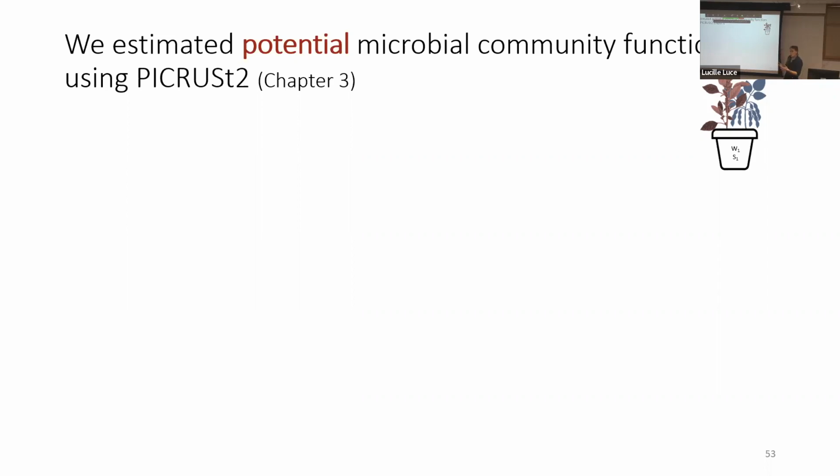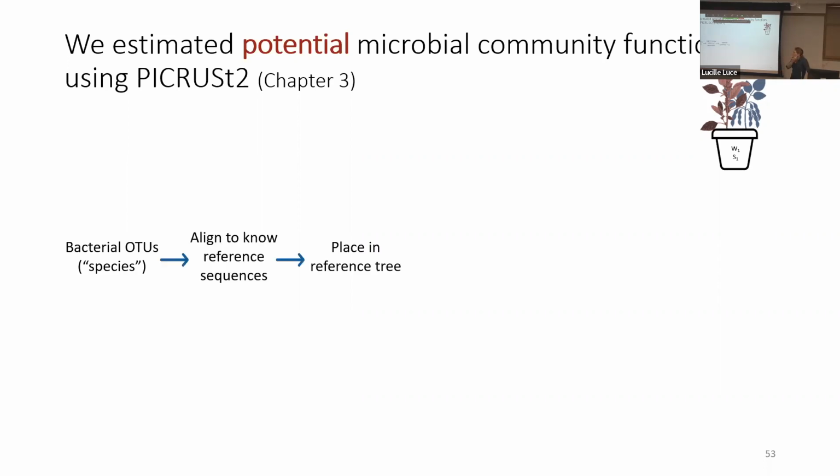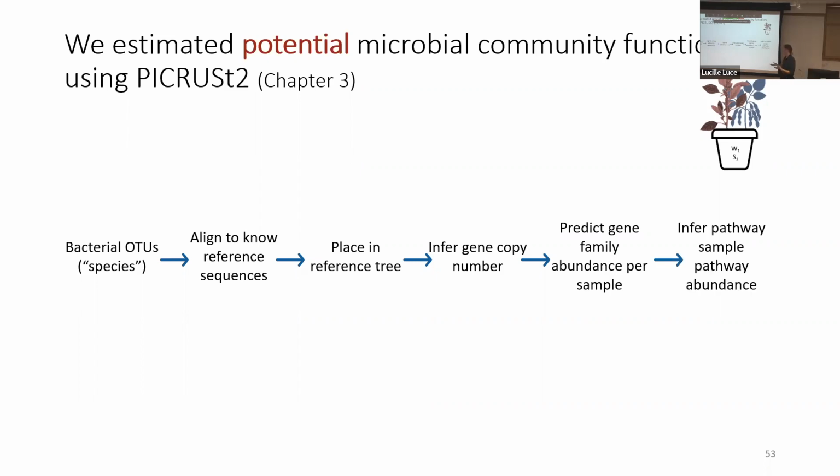And we can only currently do this for bacterial species. The tool is called PICRUSt2, and it's just a computational tool. So I used this tool for the bacterial communities in my greenhouse experiment. But I really want to emphasize that this tool only comes up with potential estimated functions of our microbial community. It's not something that we measure directly. Basically, it takes the bacterial OTU data, aligns them to reference sequences, places those in a reference tree, infers gene copy number, predicts gene family abundance, and then infers sample pathway abundance.